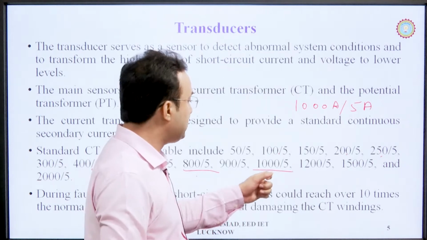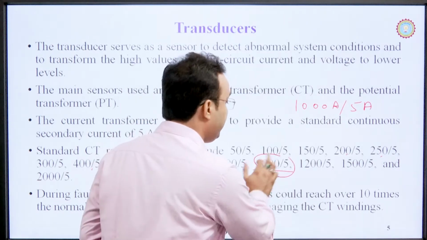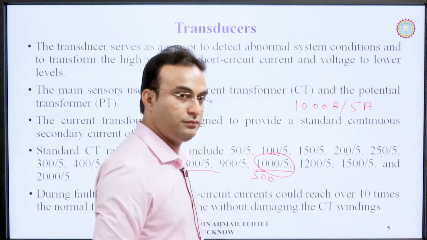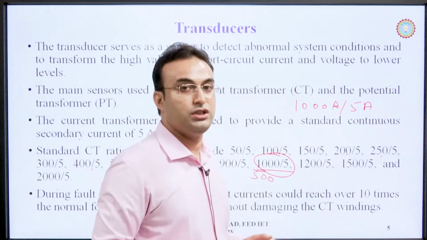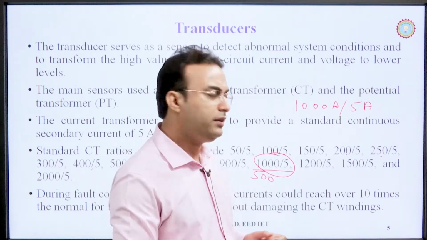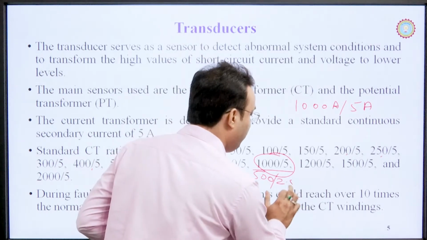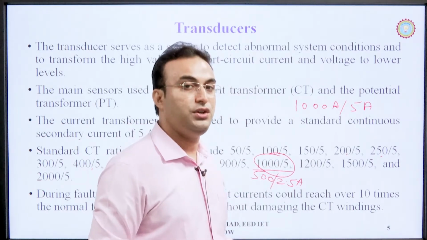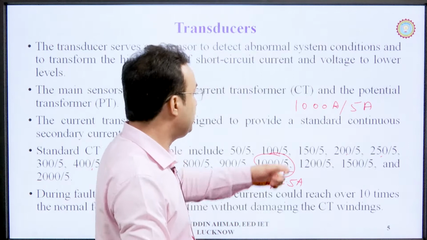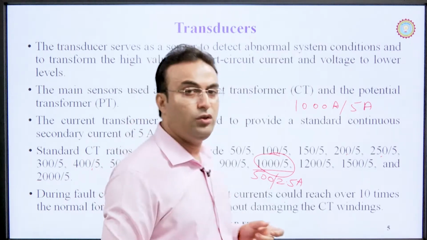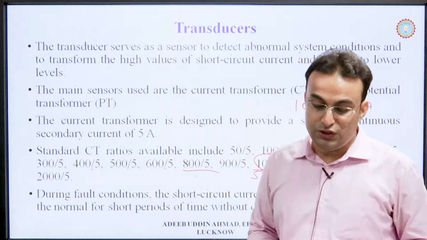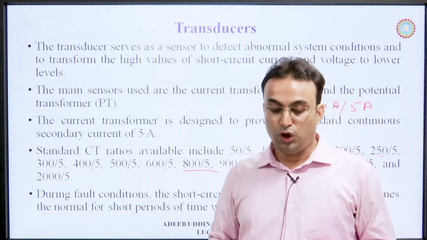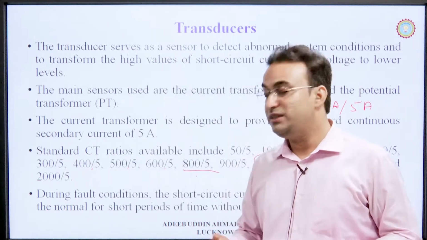For example, if we take this type of CT and the primary current is 500, half of 1000, what will be the secondary current? Obviously 2.5 ampere, because the ratio of transformation is the same. This is all about the current transformer. During a faulty condition, the short circuit current could reach 10 times the normal current for a short period of time without damaging the CT winding.